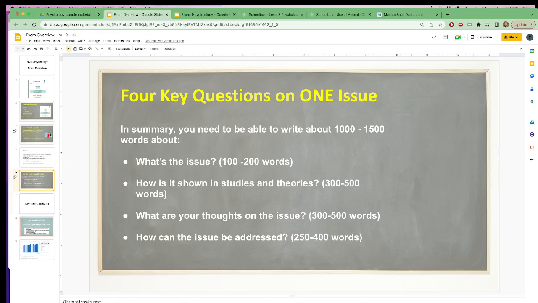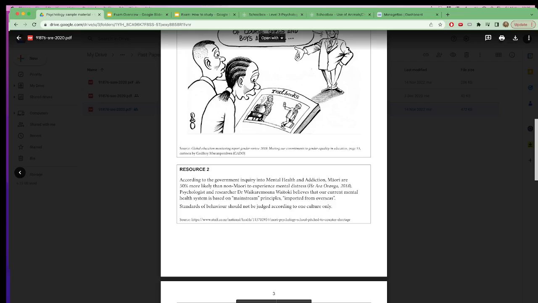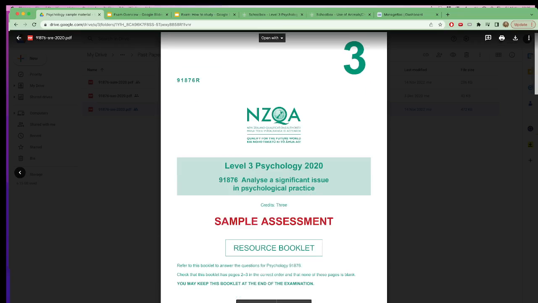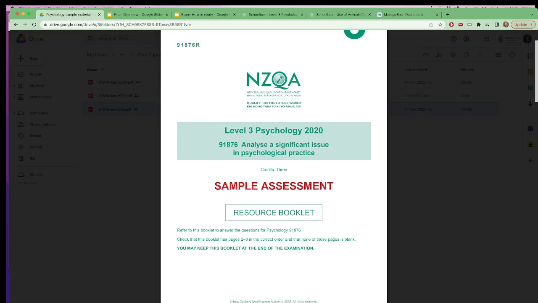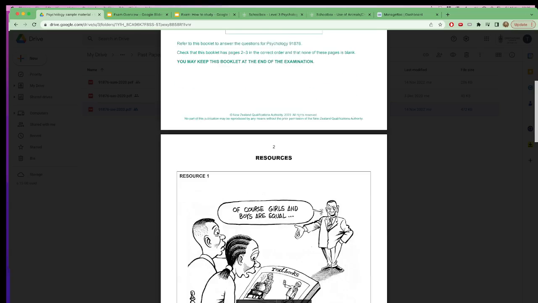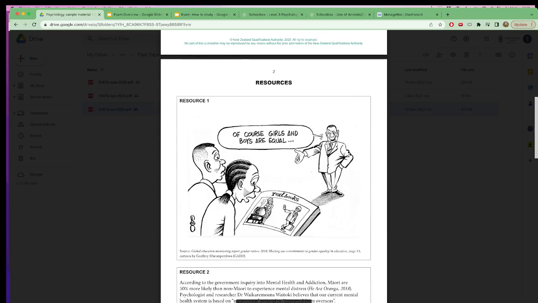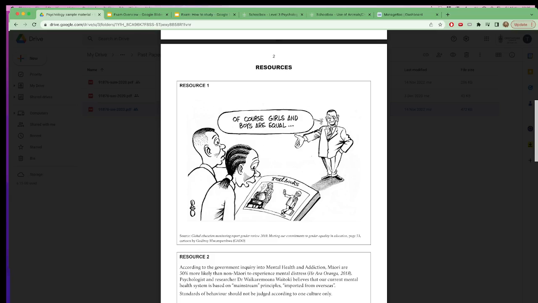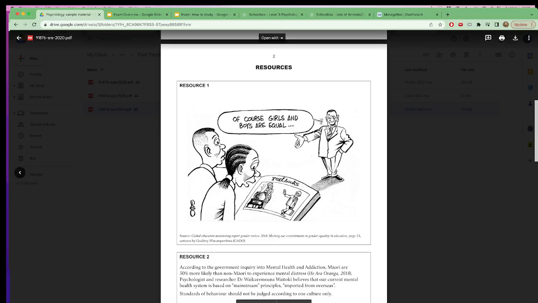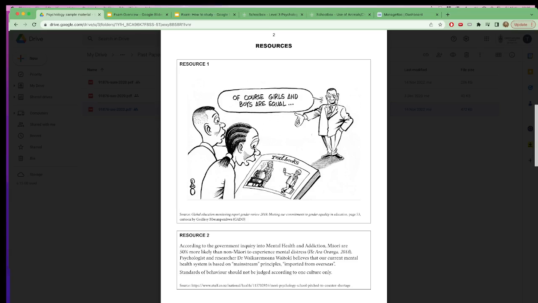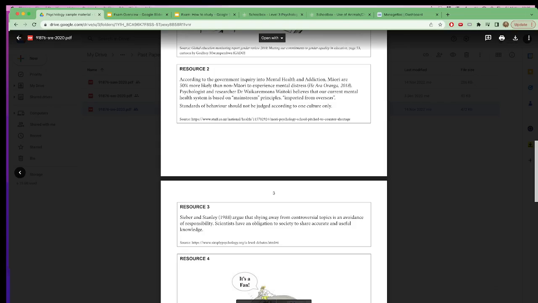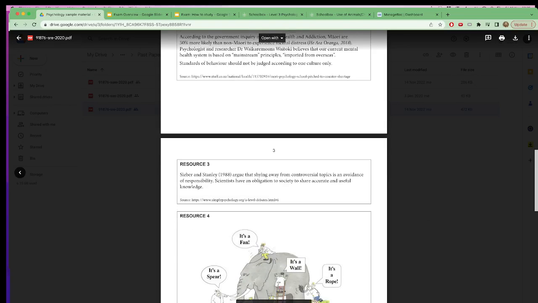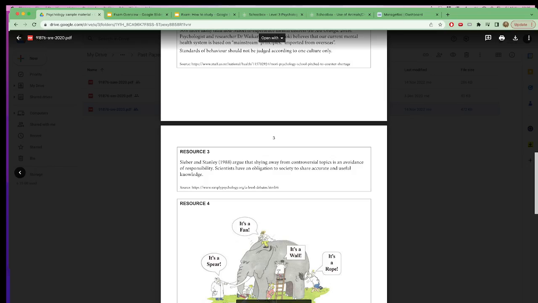So let's just look at a past paper example. First of all, you're going to have some sort of resource booklet that looks like this. Now the resource booklet is designed to target each of the different issues. So of course, girls and boys are equal. You can probably see this is relating to gender bias. We have here looking at inequities in health, resource 2. It's probably about cultural bias, resource 3, resource 4.